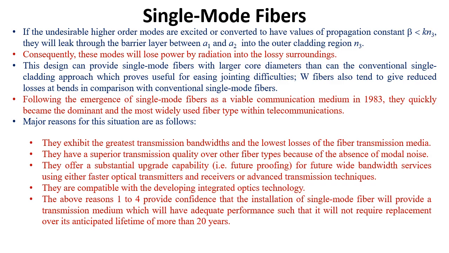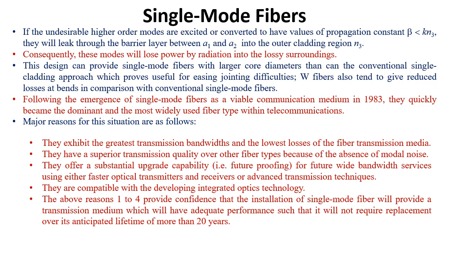If the undesirable higher order modes are excited or converted to have values of propagation constant where beta is less than kn3, they will leak through the barrier layer between A1 and A2 into the outer cladding region N3. Consequently, these modes will lose power by radiation into the lossy surroundings.